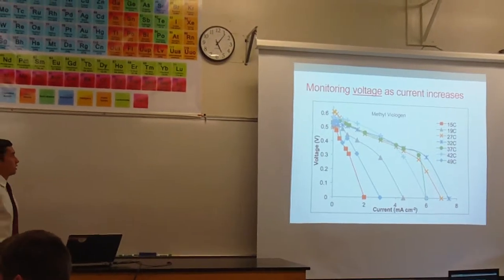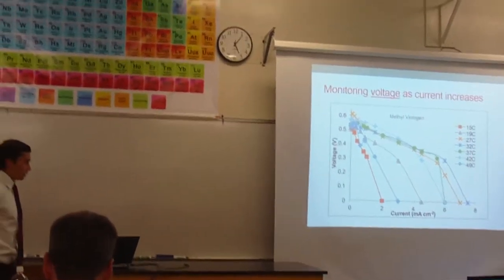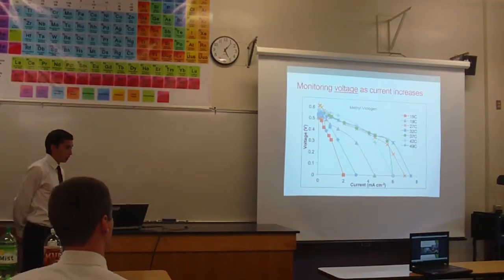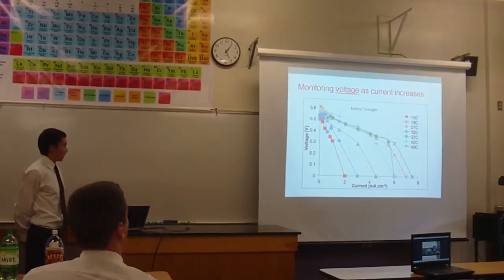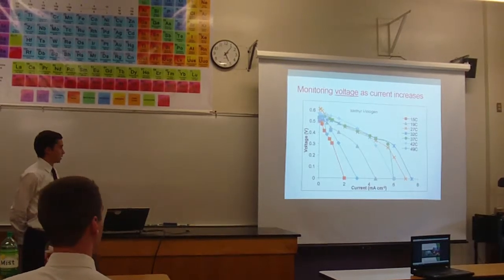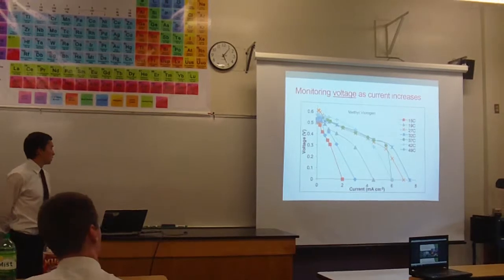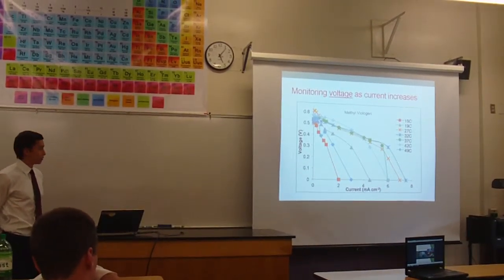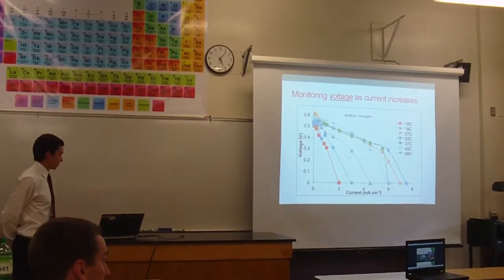So for each dye, the voltage was monitored as the current was changed, and the current is manipulated using the potentiostat. The voltage produced is indicative of the dye that is being used. Each dye had a different characteristic potential at each temperature, and each one of those lines represents a different temperature.